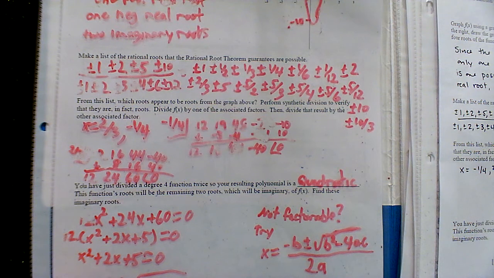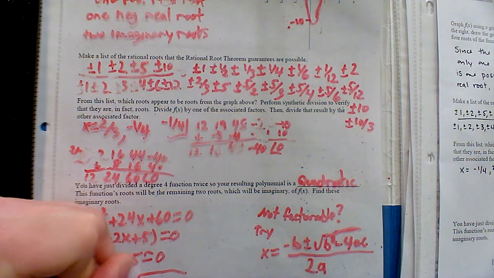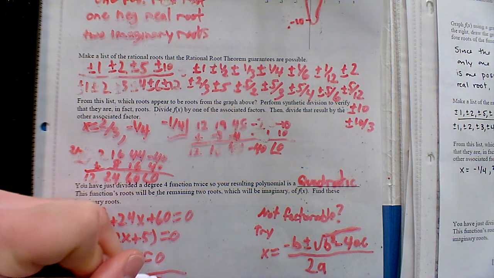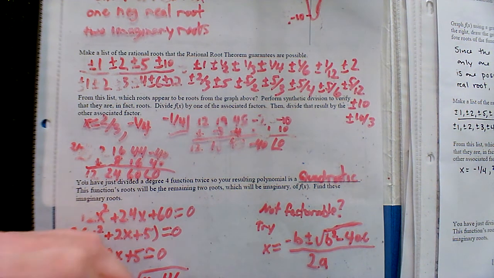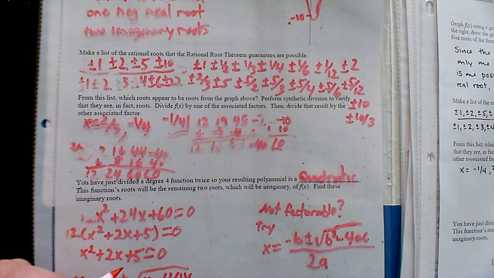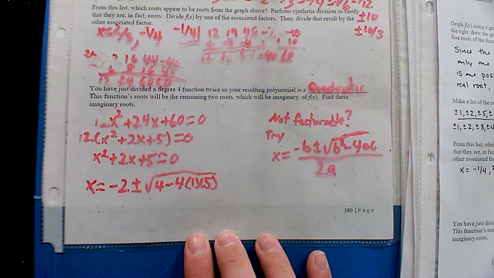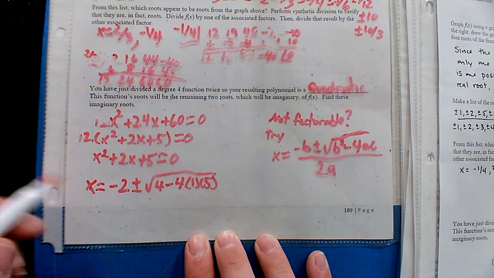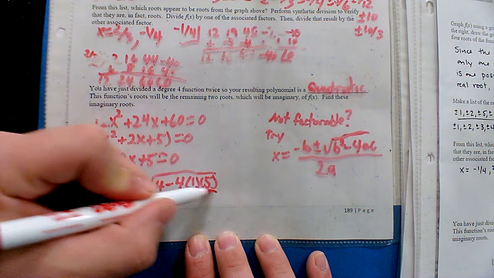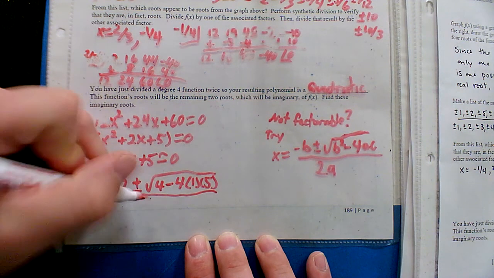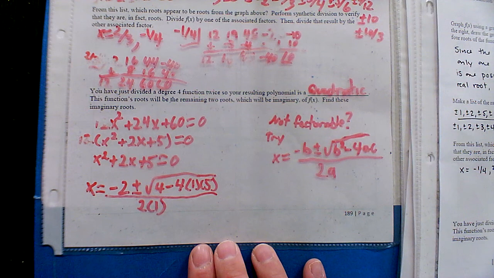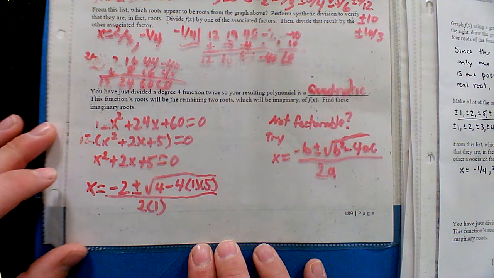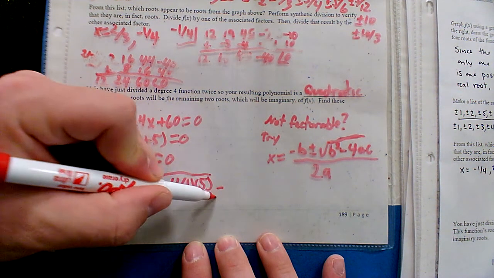So we have b squared. Well, negative 2 squared is just 4, so we're going to 4 minus 4 times ac. Well, the a is the coefficient in front of x squared, that's just 1. The c is the 5. That's all under the square root, all over 2 times a, well, a is just 1. Now we just have to simplify.